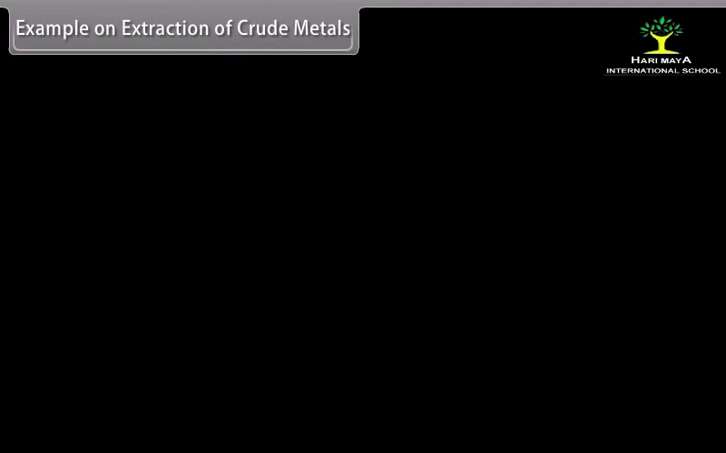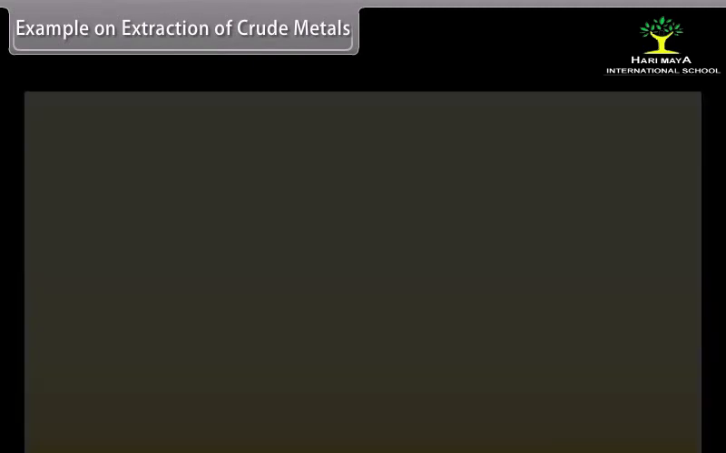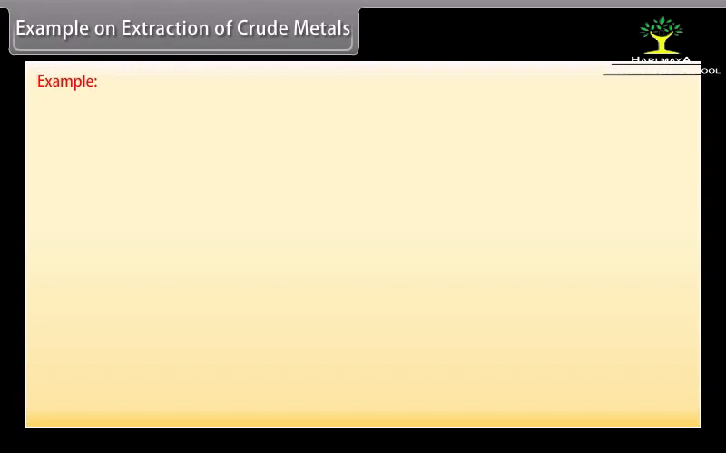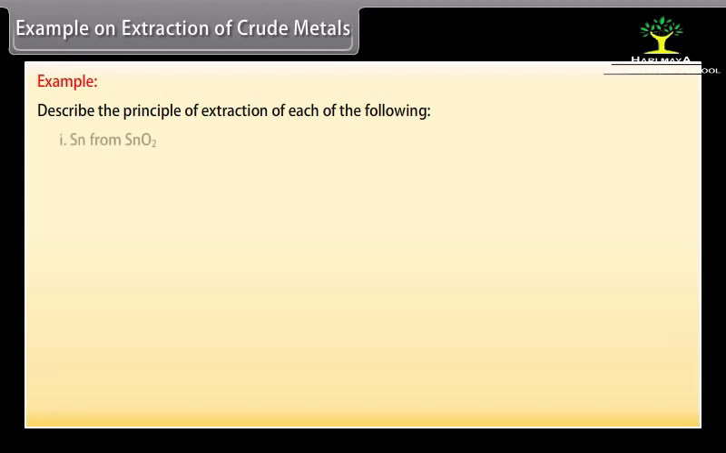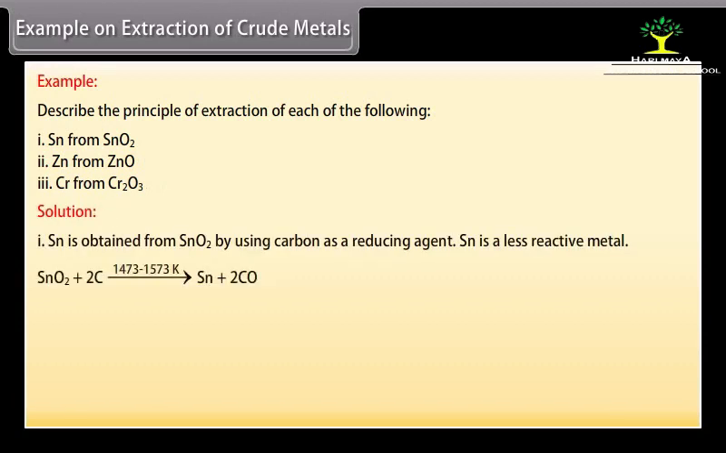Example on extraction of crude metals. Let's take an example on extraction of crude metals. Describe the principle of extraction of each of the following: Sn from SnO2, Zn from ZnO, Cr from Cr2O3. Let's see the solution. Sn is obtained from SnO2 by using carbon as a reducing agent. Sn is a less reactive metal.